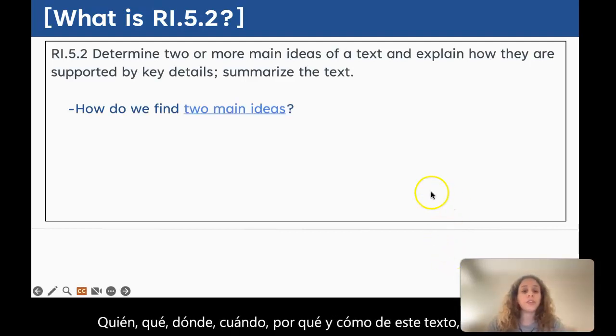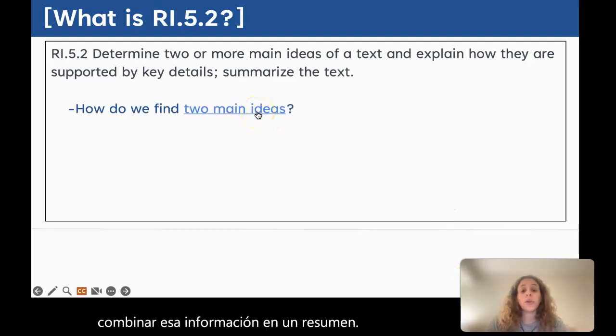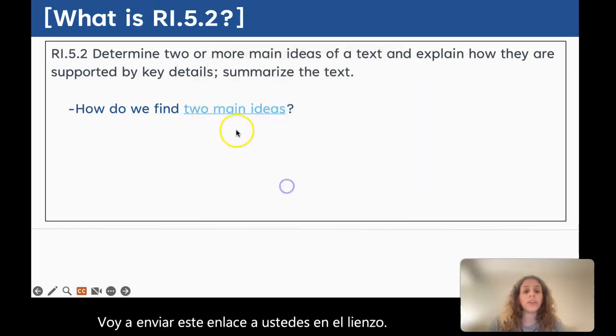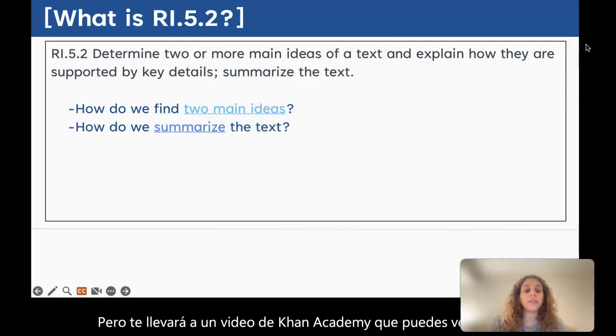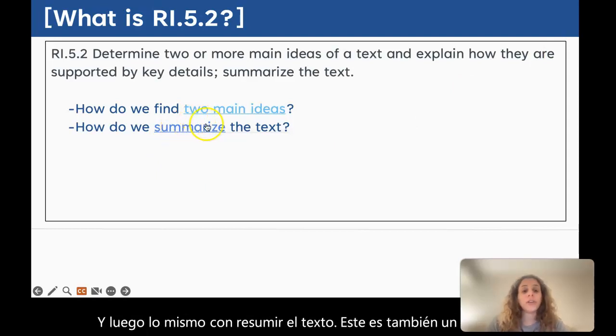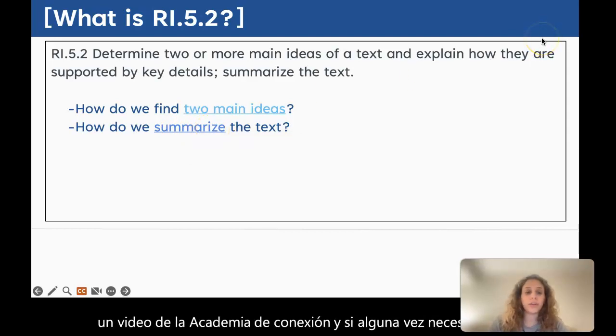So how do we find two main ideas? I'm going to be pushing out this link to you guys in Canvas, but it will take you to a Khan Academy video that you can take a look at to review how to find two main ideas. And same thing with summarizing the text. This is also a link to a Khan Academy video. And if you ever need to review how to summarize a text, you can click on that link and watch the video.